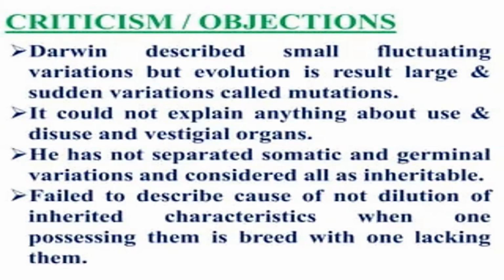So what are the criticisms and objections to Darwinism? He didn't explain germinal and somatic variation. Somatic is of the body, and germinal is reproductive variation. He also failed to describe the cause of no dilution of inherited characteristics when one possessing them breeds with one lacking them. So this is about criticism.